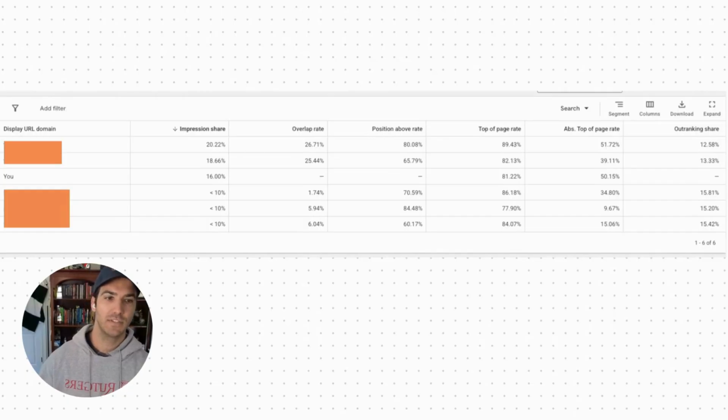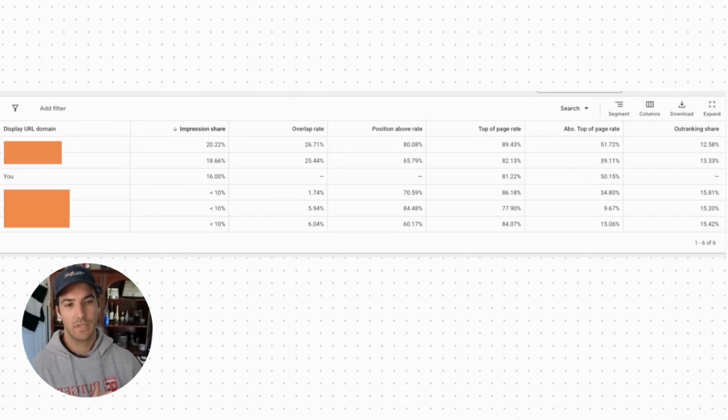Next is going to be the absolute top of page. This is when your ad shows up in the top placement. For all of the auctions that we're able to show up in, 50% of the time our ad is showing up within that absolute top of page spot, where we have another competitor at 40% and one at 51%. So we're doing pretty good here.